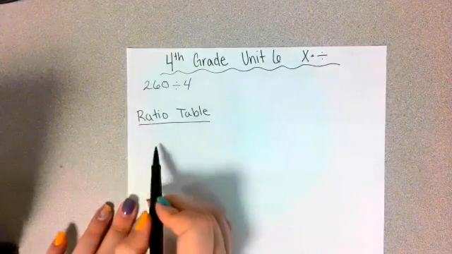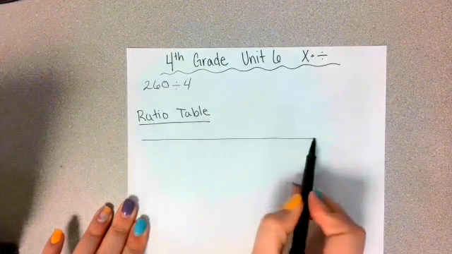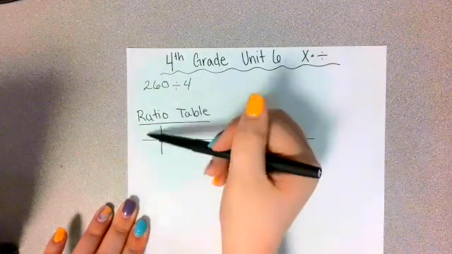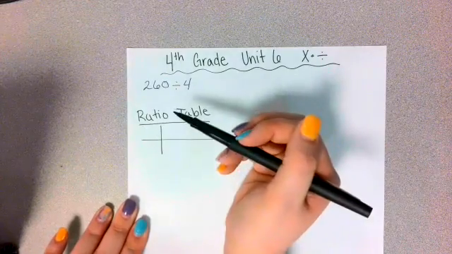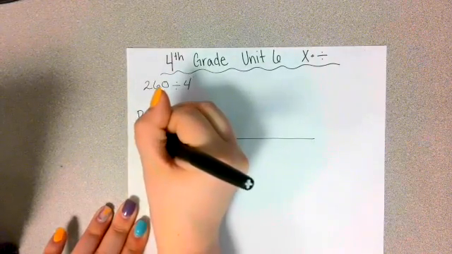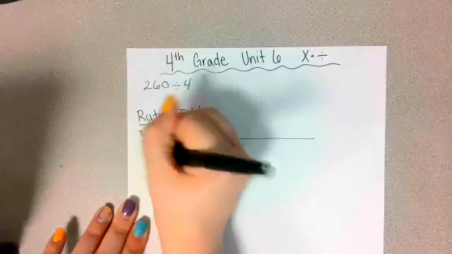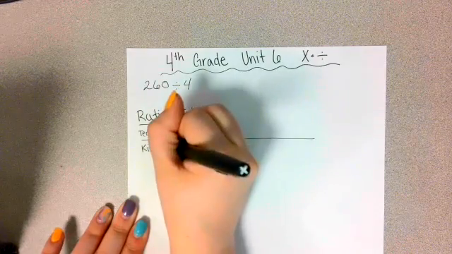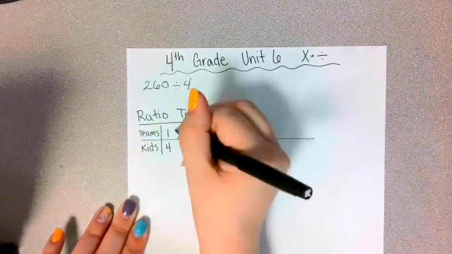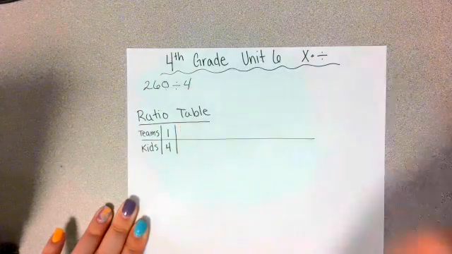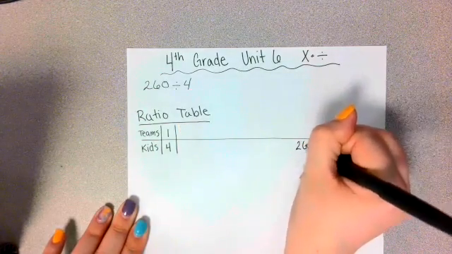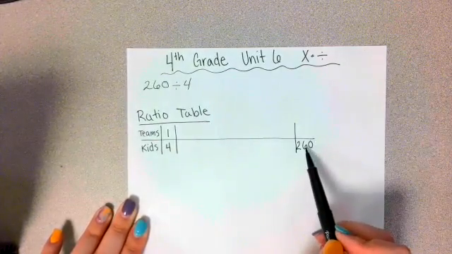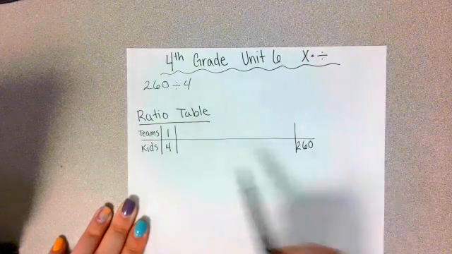So if I have a ratio table to find this answer, I'm going to set it up. And we have this here, which is just the categories. These categories could literally be anything. We usually make them teams and kids. So for every one team, there are 4 kids. Our target, though, is this 260. So I'm going to put that all the way down here because that's our target. How many teams fit 260 kids? That's what we're solving for.